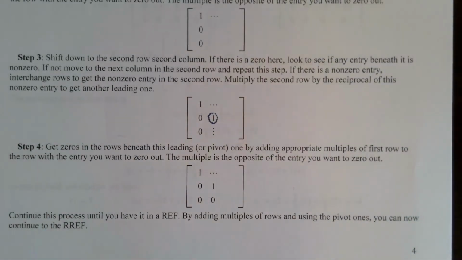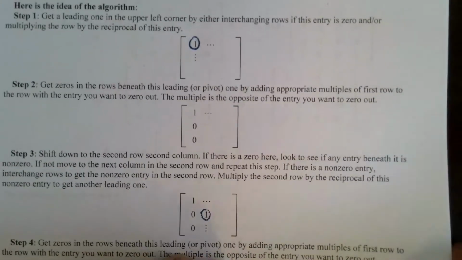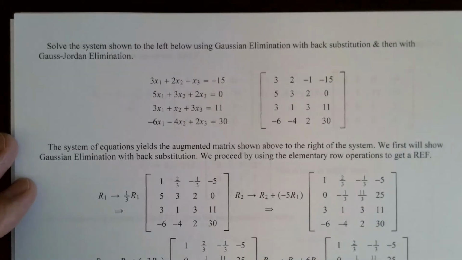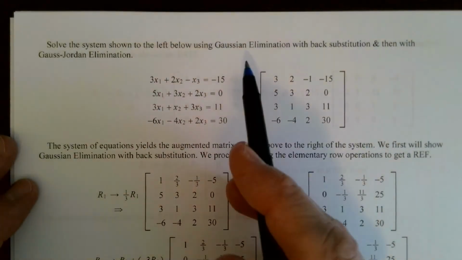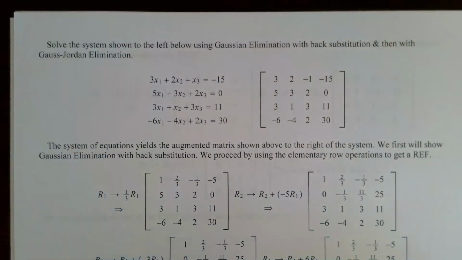A couple of things. Let's look at this work. This example's worked out, but we're going to solve the system using Gaussian elimination with back substitution, and then I'm also going to do the Gauss-Jordan. So I'm going to show you the two together.